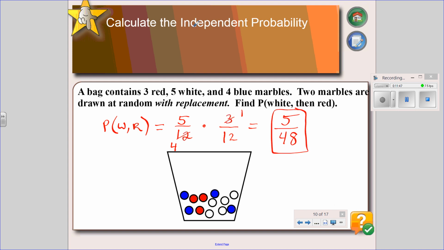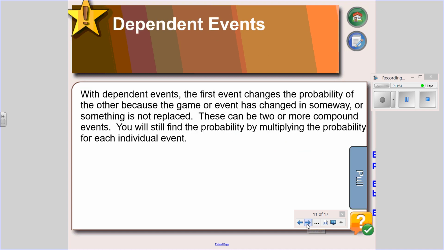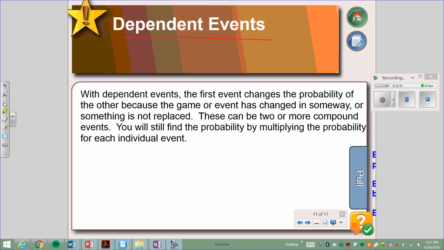These are independent events, right? Something was reset. But that's different from this thing called dependent events. With dependent events, the first event changes the probability of the second because the game is not reset, or the event has changed in some way, or something is not replaced. These can be 2 or more compounded events. You will still need to find the probability by multiplying each individual probability together.